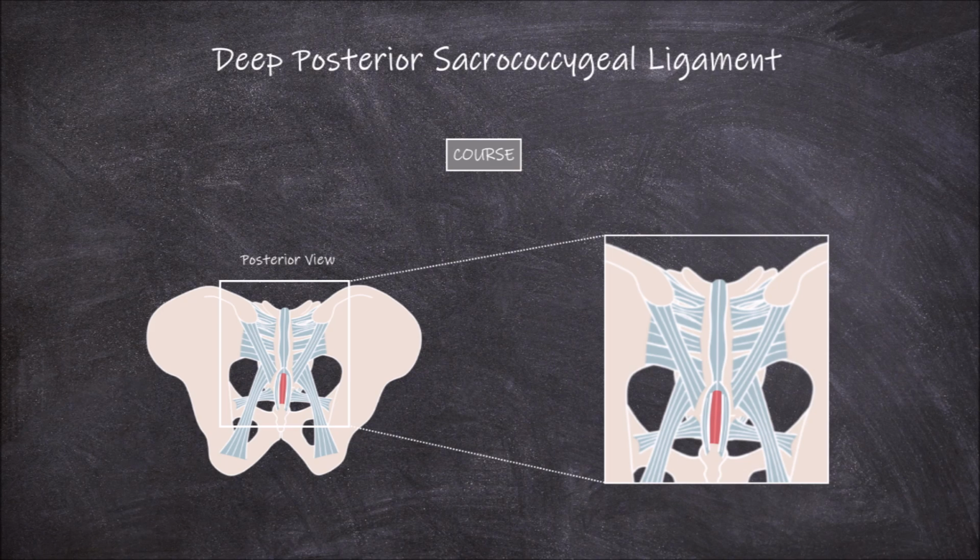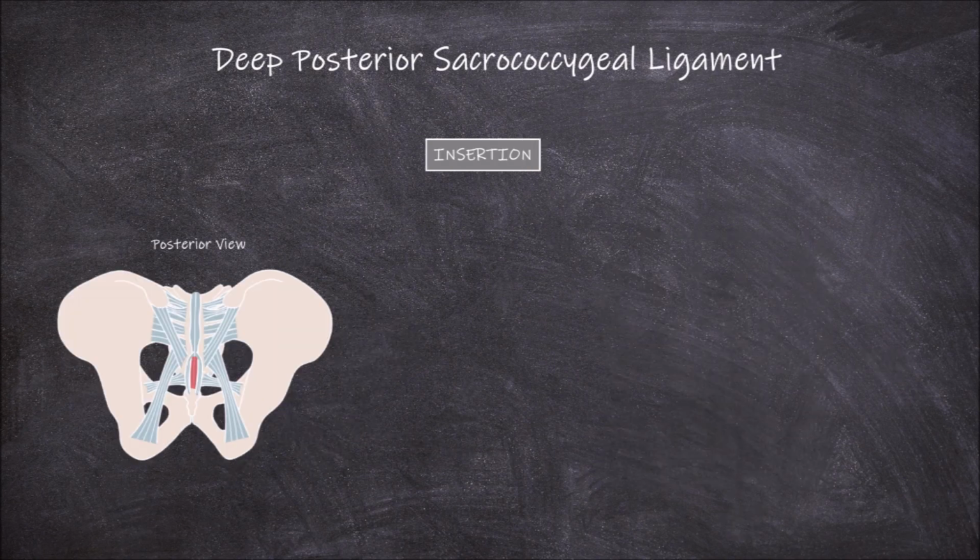What about the course of this ligament? The fibers of this ligament run inferiorly down the remainder of the sacrum bone and down over the coccyx bone. Where does this ligament insert onto? This ligament inserts onto the coccyx bone, specifically onto the dorsal surface of this bone.